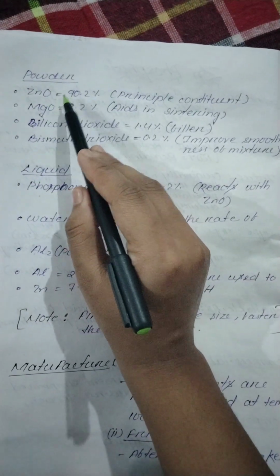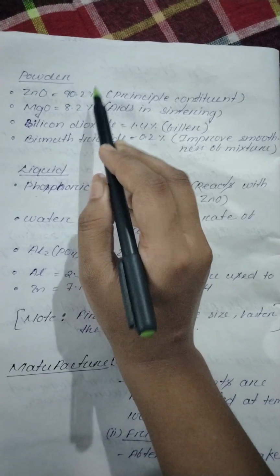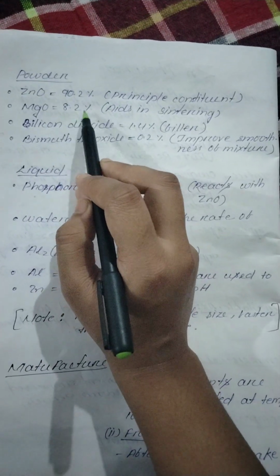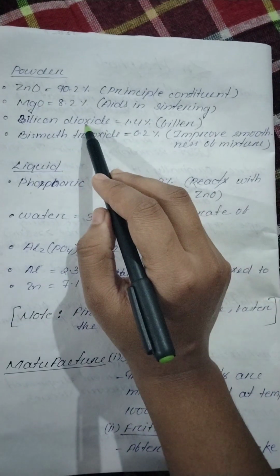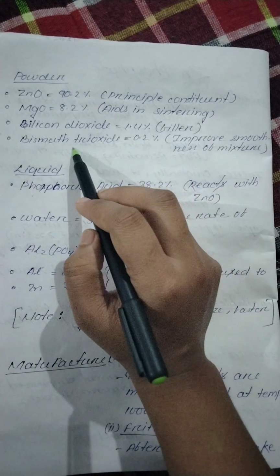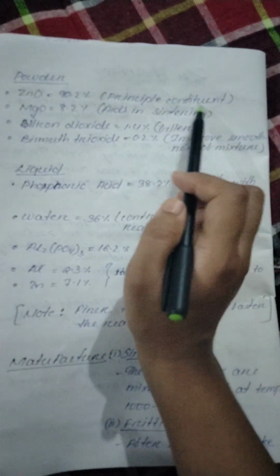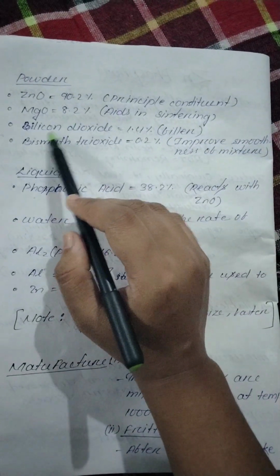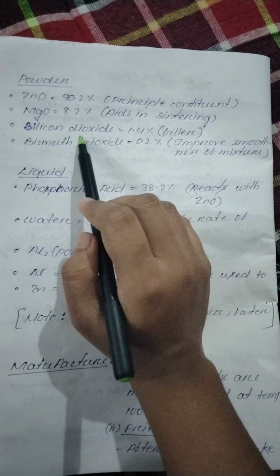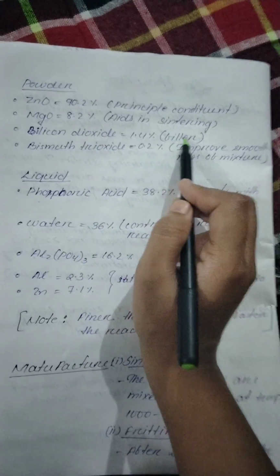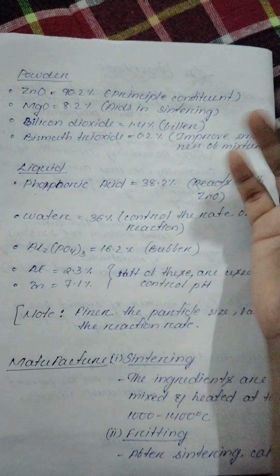Zinc oxide is present at 90.2% in the powder, 8.2% magnesium oxide, 1.4% silicon dioxide, 0.2% bismuth trioxide. Zinc oxide is the principal constituent of the powder. Magnesium oxide aids in sintering. Silicon dioxide acts as a filler. Bismuth trioxide improves the smoothness of the mixture.